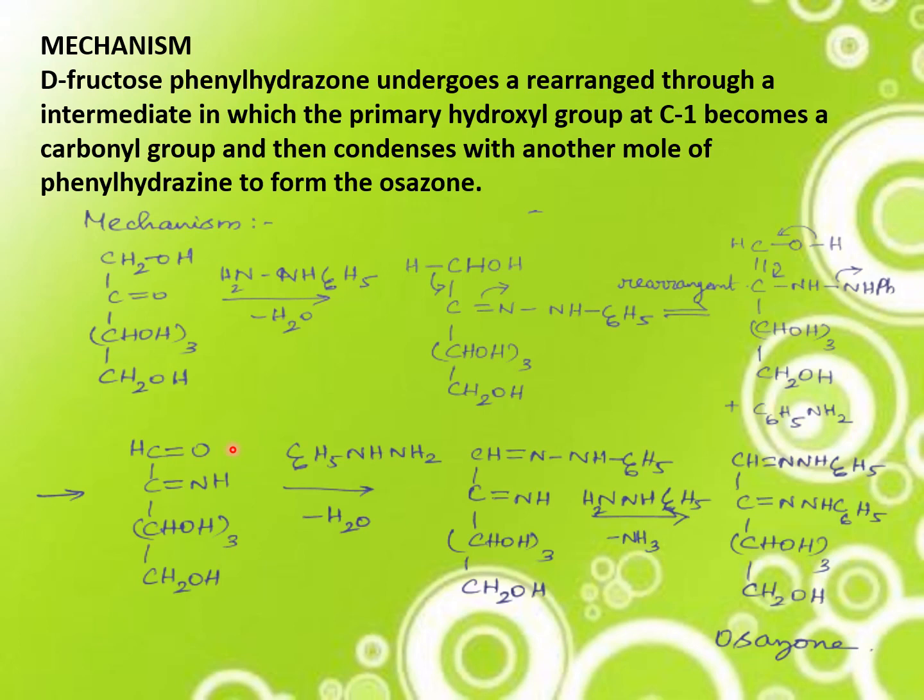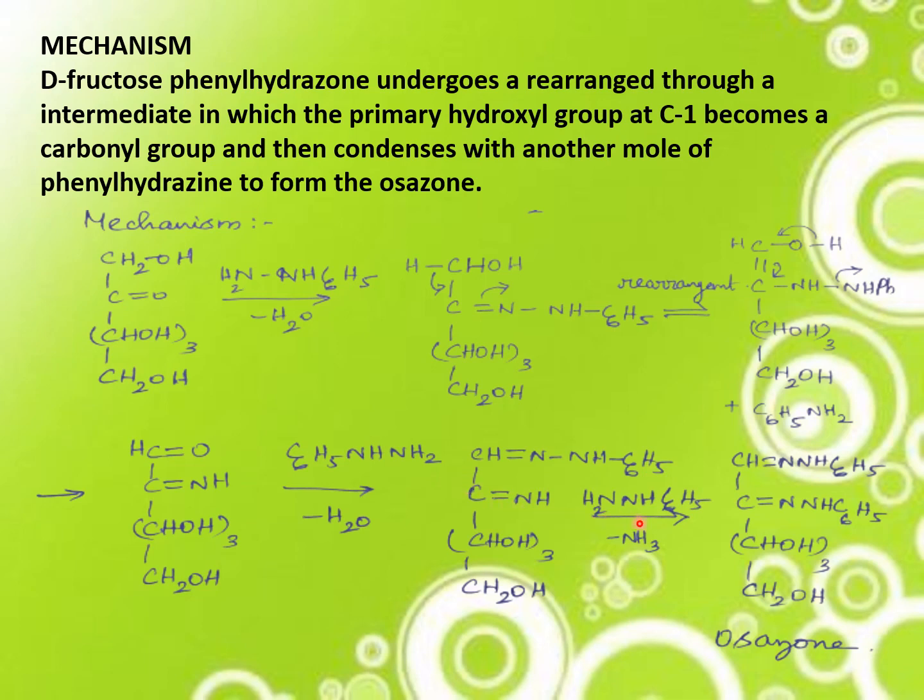Here CHO is present at the carbon 1 and imine is present at carbon 2. C double bond O and C double bond NH are present at carbon 1 and 2 respectively. This is going to react with one more phenylhydrazine. Water molecule is going to eliminate at this position. This oxygen and these two hydrogen are going to eliminate as water molecule. So CH double bond N, NH C6H5 is formed. Simply we eliminate the water molecule at the carbon number 1.